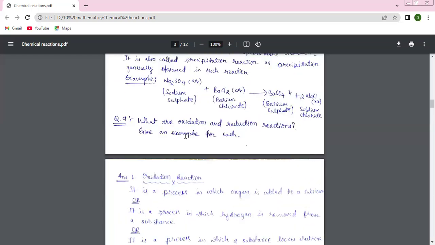Next question, we will move to the next question. What are oxidation and reduction reactions? Give an example for each.